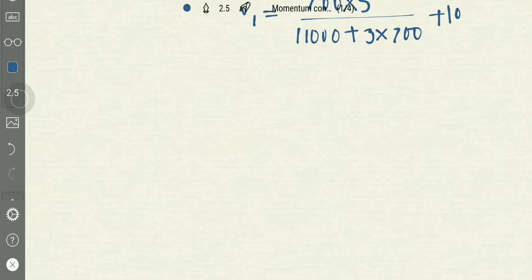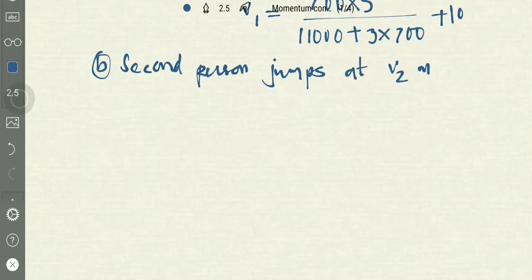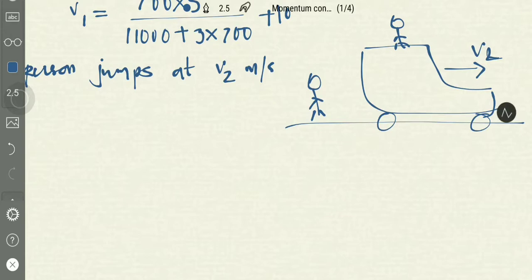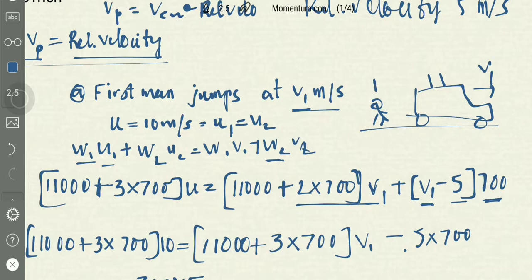So, next one. Second person jumps off. Second person jumps at, let us say, V2 meter per second, which means after the second person jumping, the car is traveling with velocity V2. Only one person is sitting on the car. The second person is running here, and the second person is running with a velocity V2 minus 5. 5 is relative velocity. Here the car is traveling with a velocity V2 and this person is traveling with a velocity V2 minus 5.